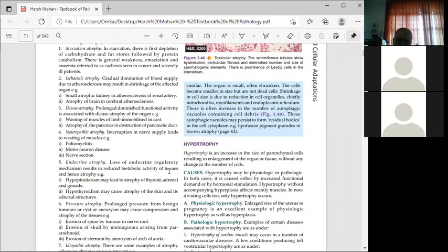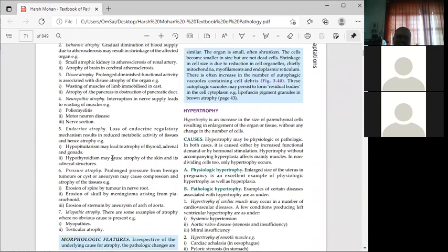Endocrine atrophy: loss of endocrine regulatory mechanisms results in reduced metabolic activity of tissues and hence atrophy. Example, hypopituitarism.